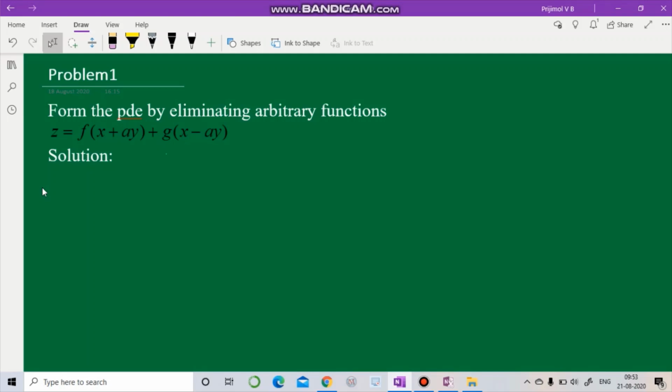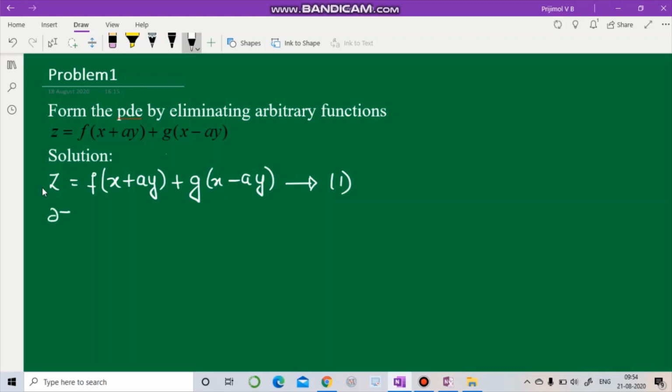That means, apart from finding p and q, we may have to find r or s or t, because they are the second order partial derivatives. Now, let me call the given equation as equation number 1. Now, differentiating equation 1 partially with respect to x.